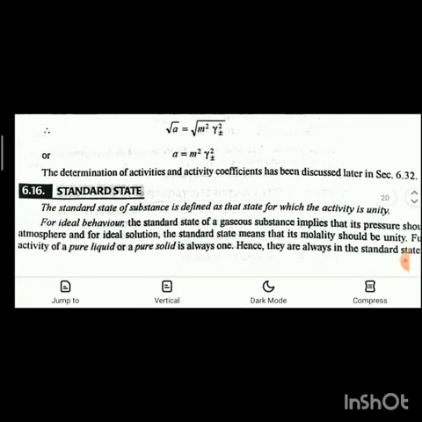a plus-minus equals the square root of a, equals the square root of gamma+ m+ times gamma- m-. For a univalent electrolyte, m+ equals m- equals m, gamma+ equals gamma- equals gamma plus-minus. The square root of a equals the square root of m squared gamma plus-minus squared, so a equals m squared gamma plus-minus squared. The determination of activities and activity coefficients will be discussed later.